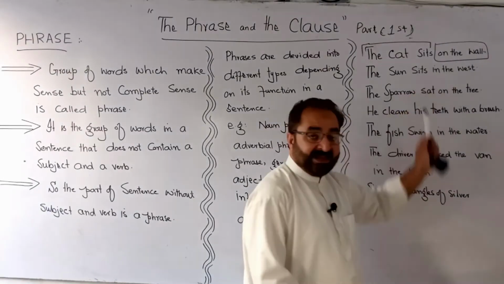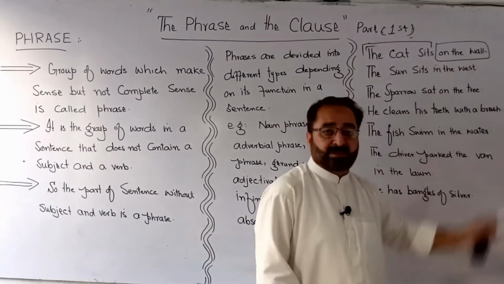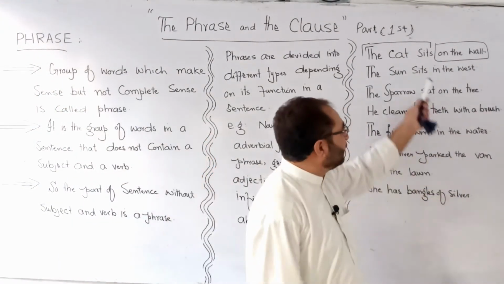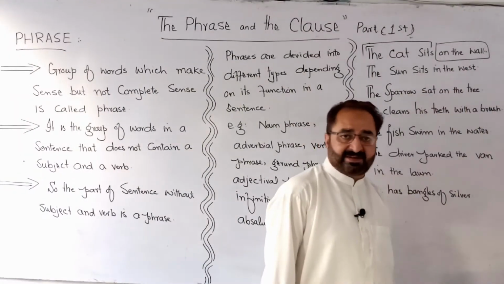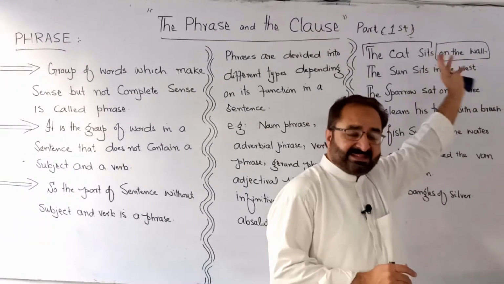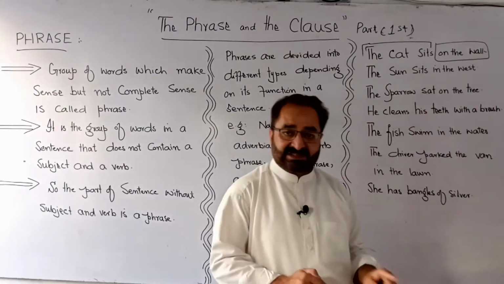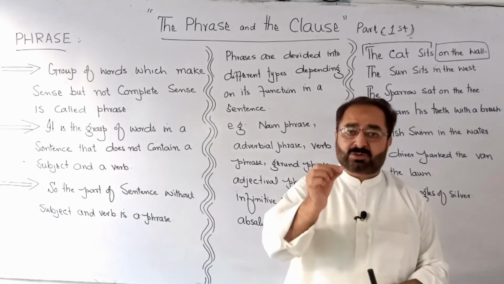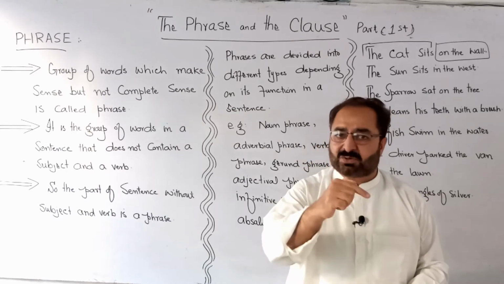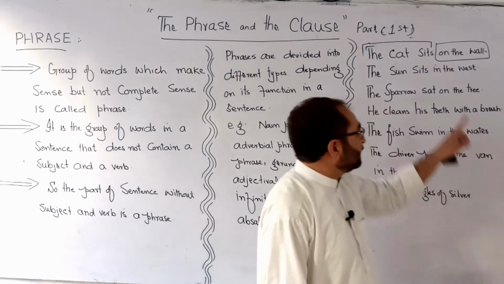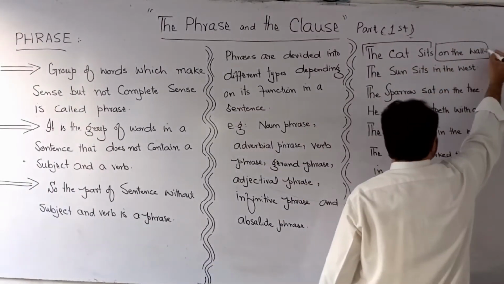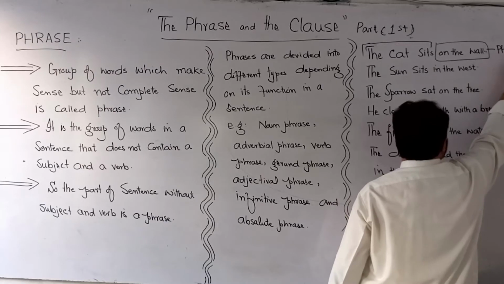Now look at here. In this group of words, there is no subject and no verb. Look, no subject is here, no verb is here. So we may say that in this part of the sentence there is a group of words which is not able to give us a complete sense, and there is no subject and no verb. That's why we say that this part of the sentence is a phrase. This is the phrase part.